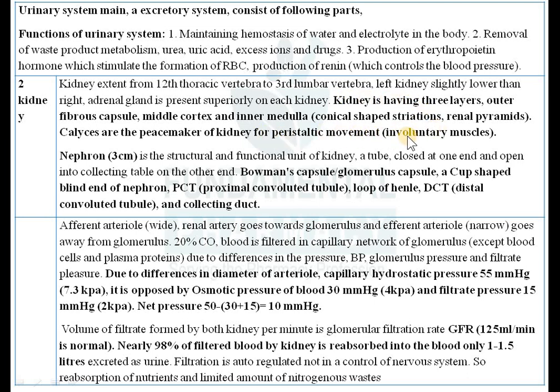If you take an LS (lateral section) of the kidney and observe it, you will see three layers. The outer layer is known as the fibrous capsule, the middle layer is the cortex, and the inner layer is the medulla. In the medulla you will find conical-shaped striations, or renal pyramids. They are known as renal pyramids because they are a bunch of collecting ducts.